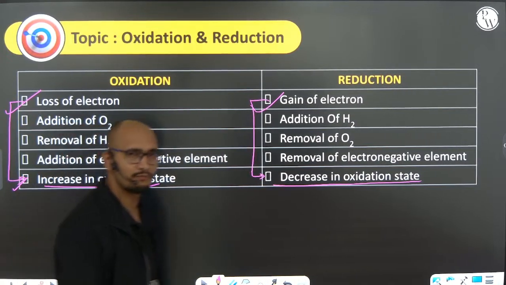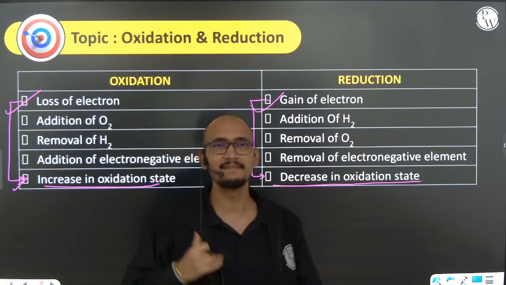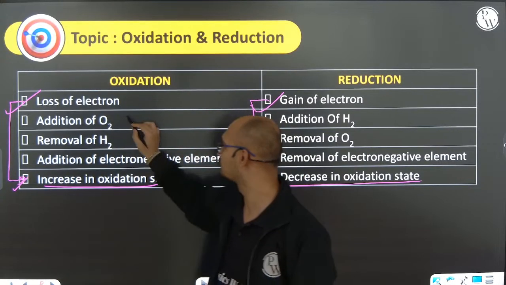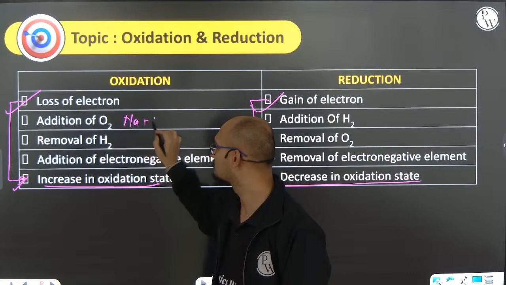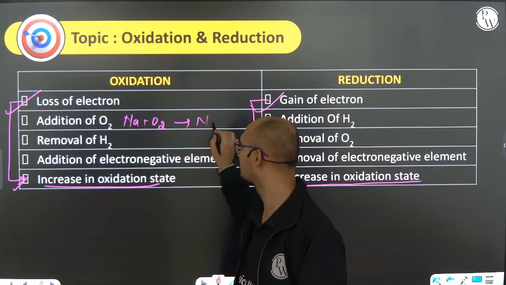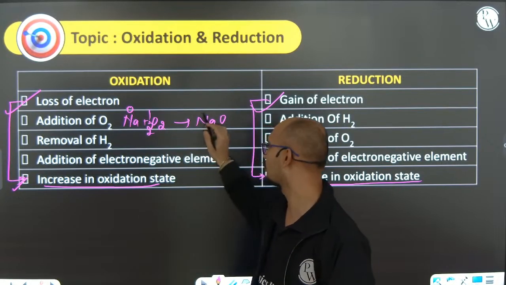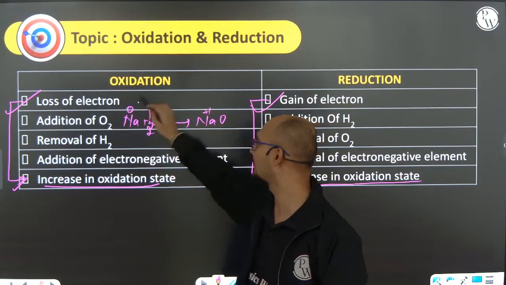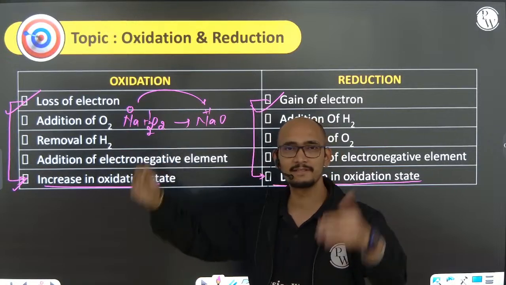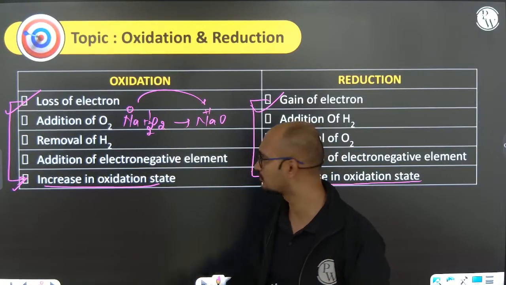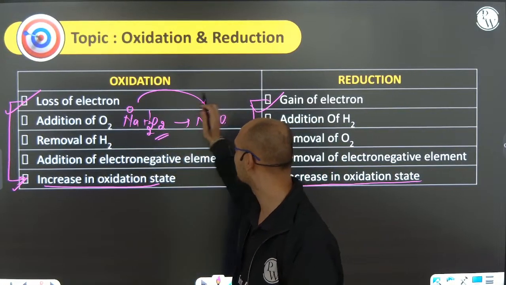Of course, addition of O2 in most cases is oxidation. Like if you just take sodium plus oxygen converting into Na2O. Na was 0 oxidation number, here it is +1. So going from 0 to +1, the oxidation number is increasing. For sure here, addition of oxygen is nothing but oxidation.